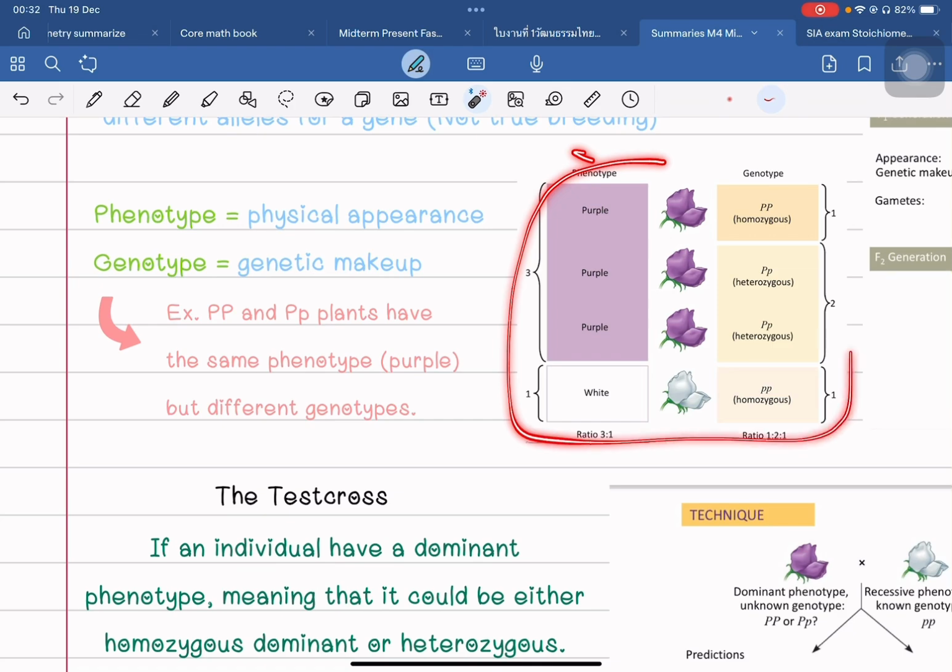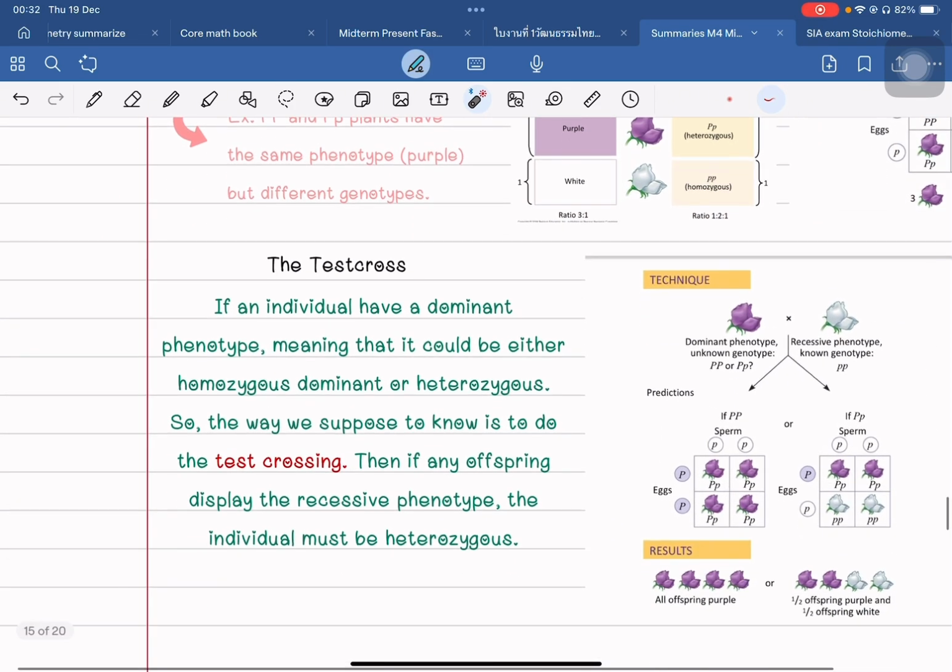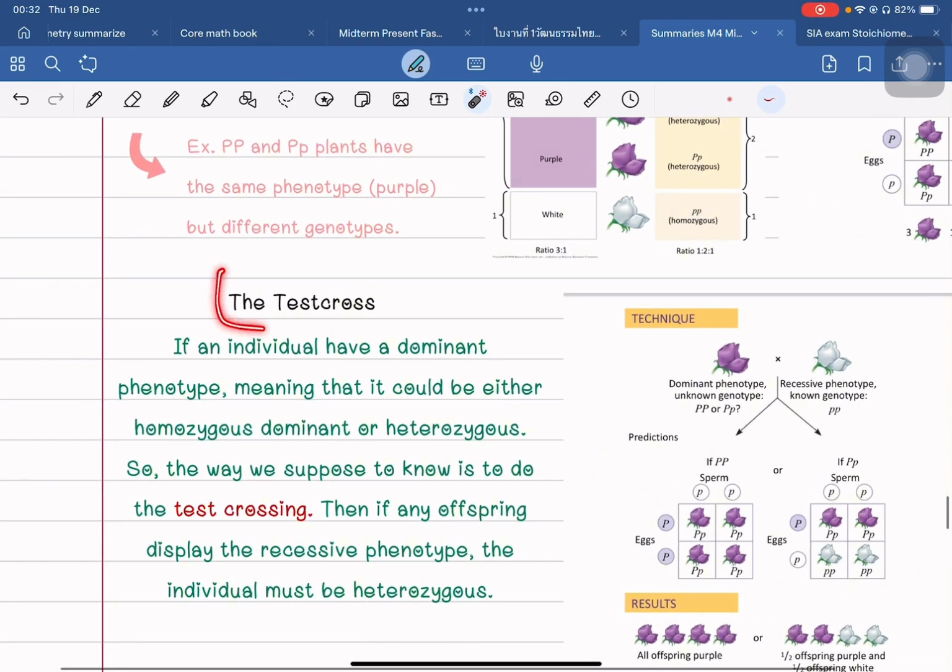Here, for example. Now, next we're going to learn about the test cross. If an individual has a dominant phenotype, it could be either homozygous dominant or heterozygous. So the way to find out is to do a test cross. Then if any offspring display the recessive phenotype, that means the individual must be heterozygous, as it has the recessive allele somewhere from its parents.